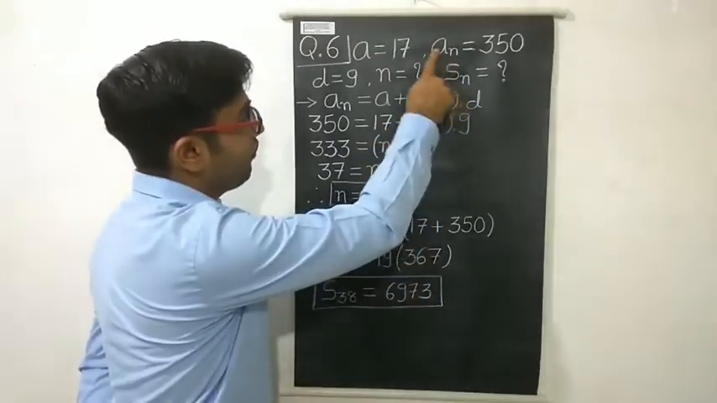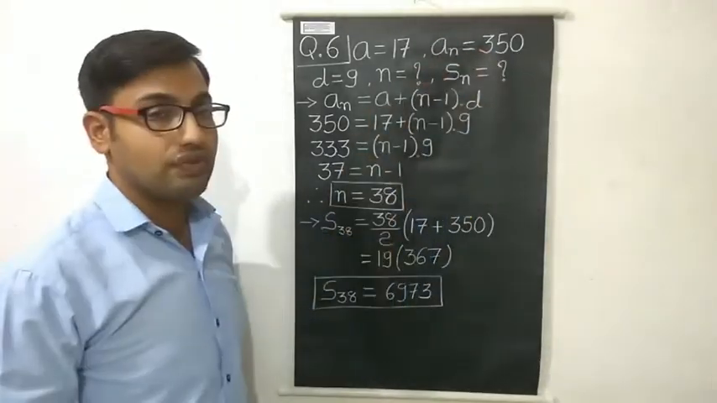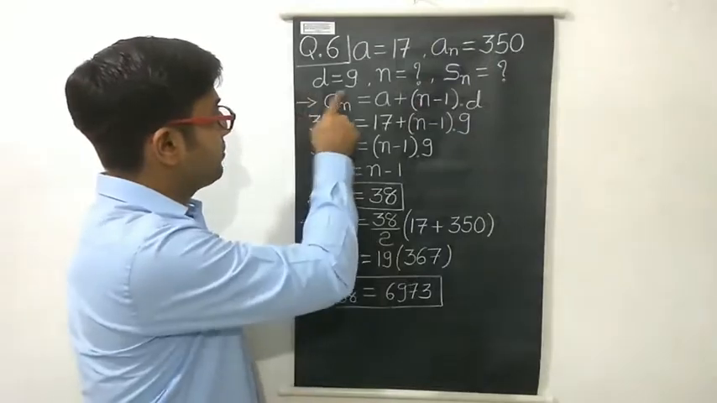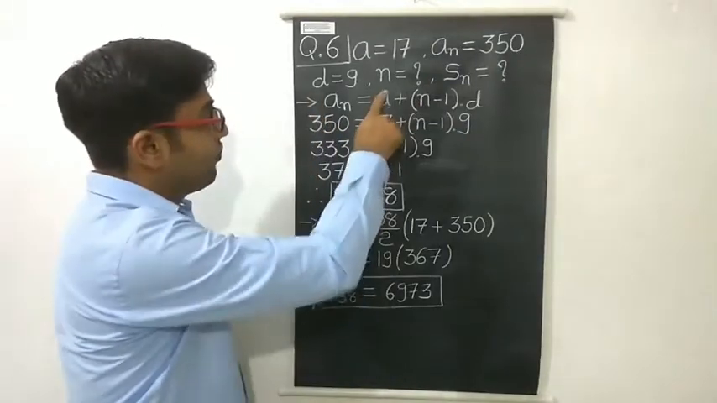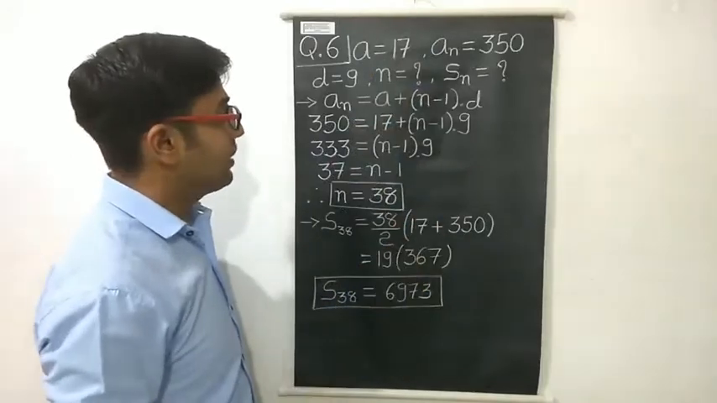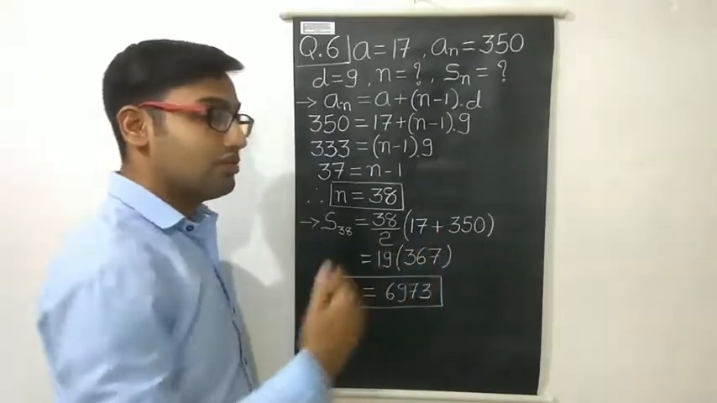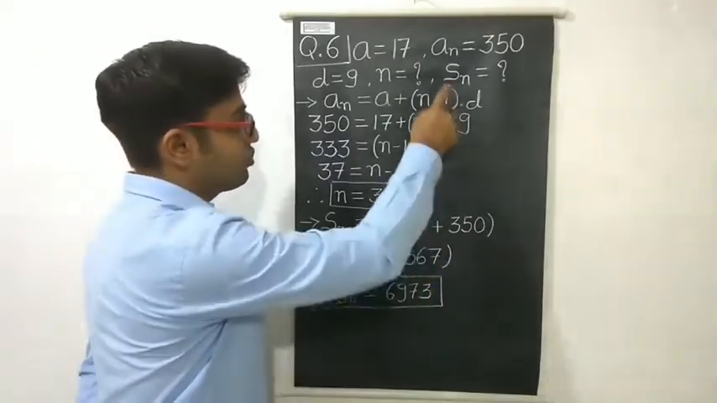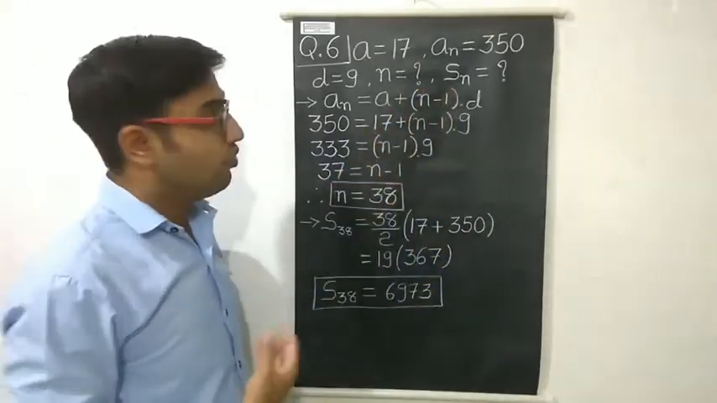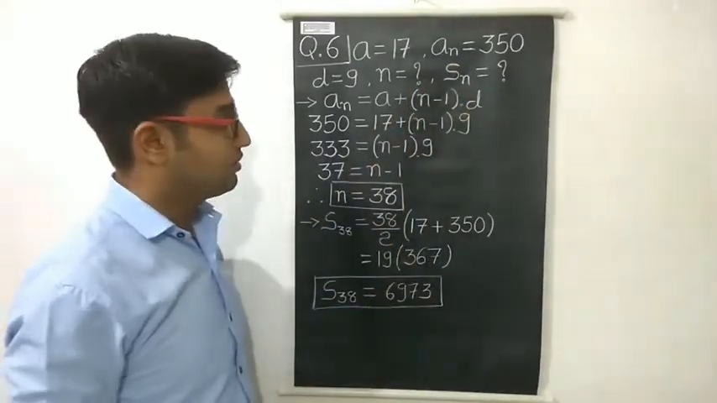So the value of the last term, that is an, is equal to 350. Now the common difference we are given is 9. We have to find out how many terms there are in this AP. Also we have to find the sum of the terms in the AP, that is Sn. Whatever n we get here, we have to add all the terms.